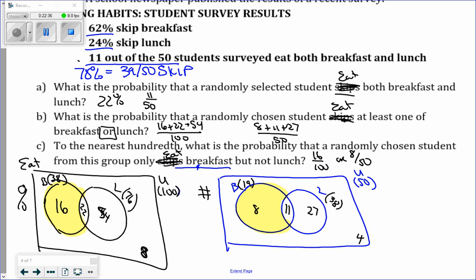So again, I apologize for that one being confusing, but the point I do want to make, if my math had been better, was make sure that all of your numbers are communicating the same thing, like eat, eat, eat, or skip, skip, skip. Okay. Can I go on?